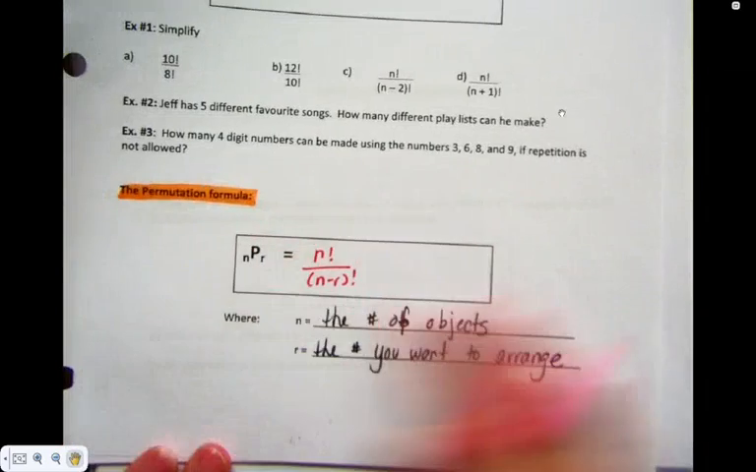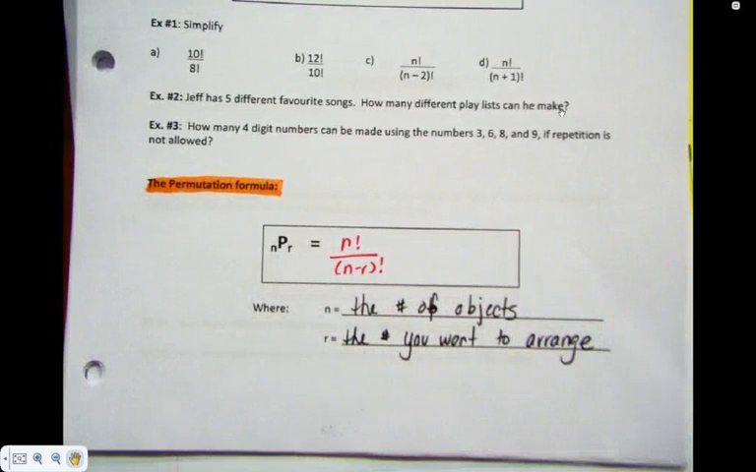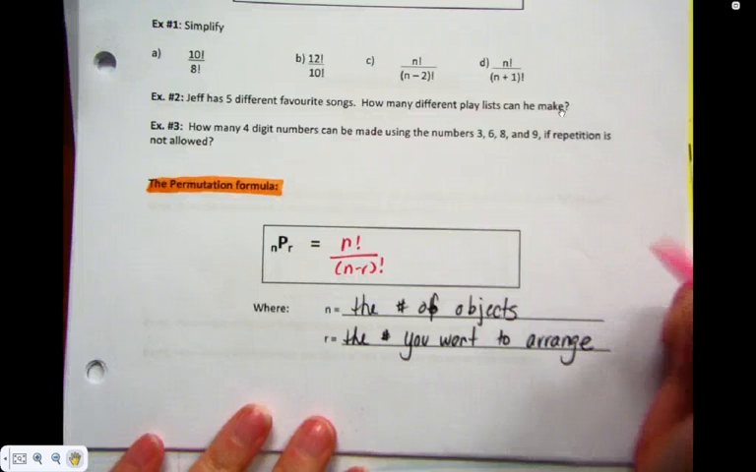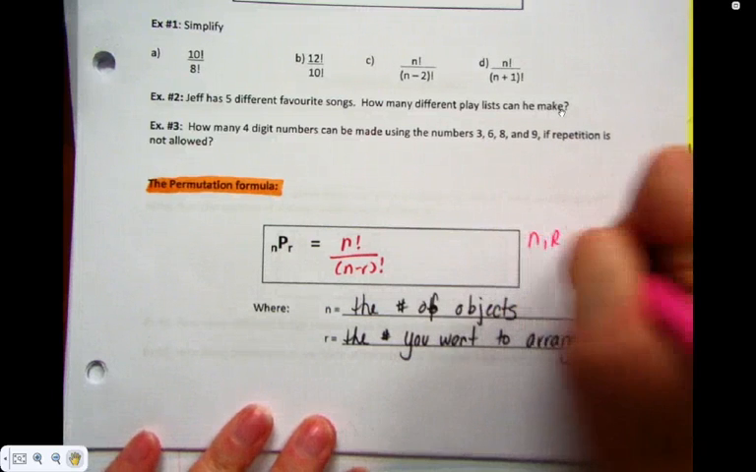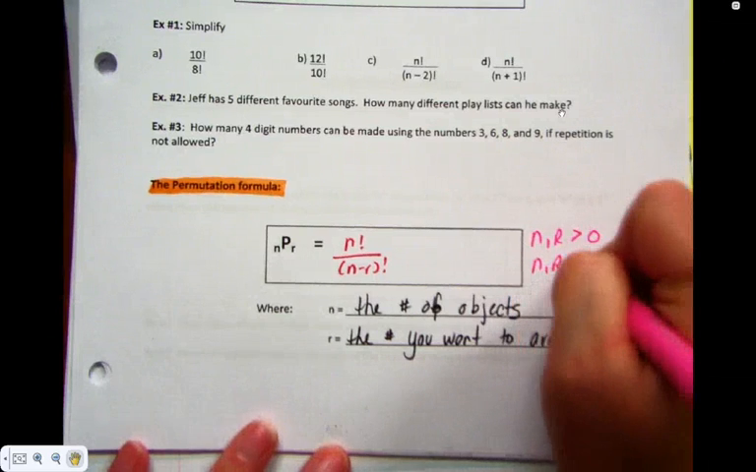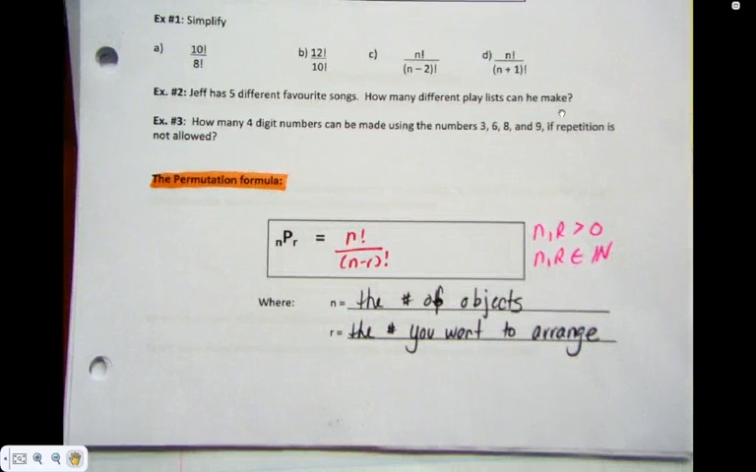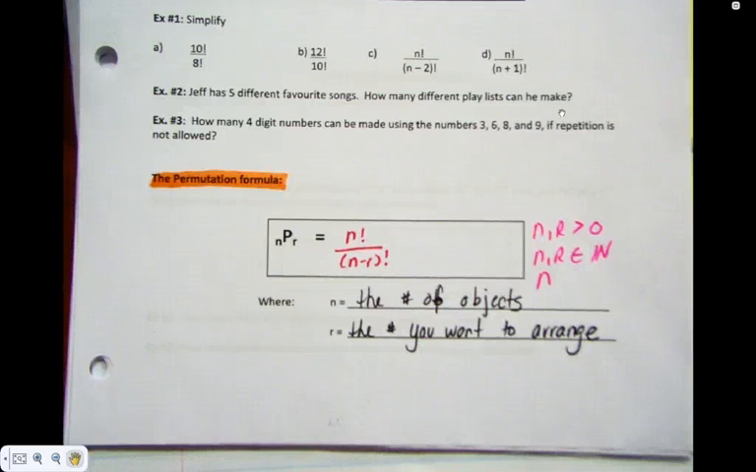Just go back to where we wrote down the formula. I just want to add those conditions that we've talked about so far. So we talked about n and r have to be greater than 0. N and r have to be elements of the naturals. And the last condition, n has to be greater than r. Could it be equal to r?